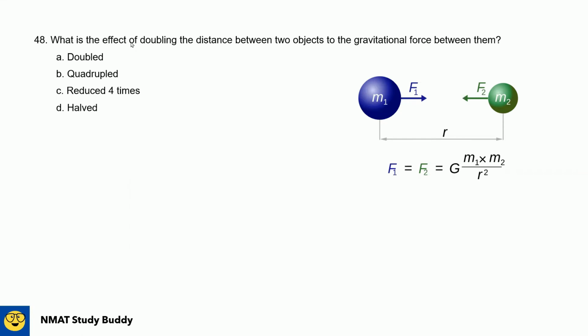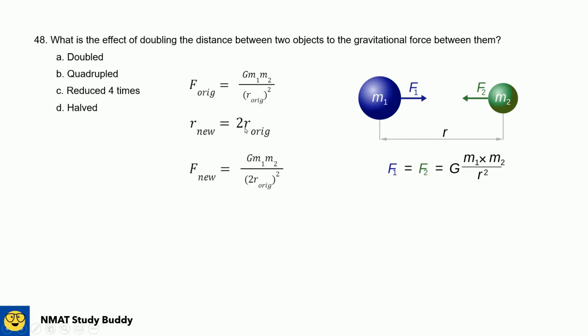Number 48, what is the effect of doubling the distance between two objects to the gravitational force between them? So if we have two masses, merong nag-a-act na gravitational force between them. And yung formula ng gravitational force is equal to the gravitational constant, merong value tong G, times the masses, M1 times M2, all over the distance between the centers of the masses, ito yung R, squared.